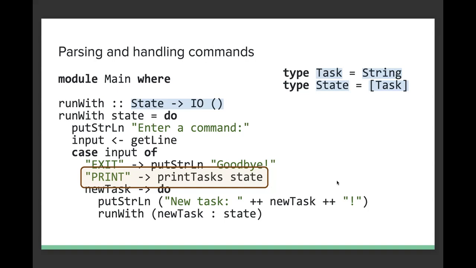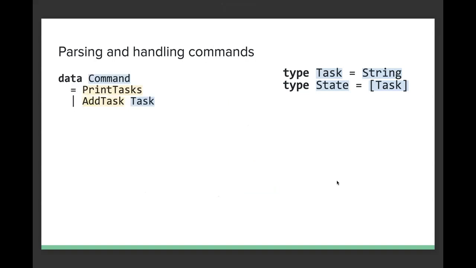In Haskell, with sum types, we have a very neat way to do that. We can just introduce a type called command, which will list as different alternatives the possible commands. So this is one of the nice use cases for the sum type. One of the possible commands is print tasks. So we have a constructor for that case. Another possibility is add task. In that case, we have an actual task attached to it.